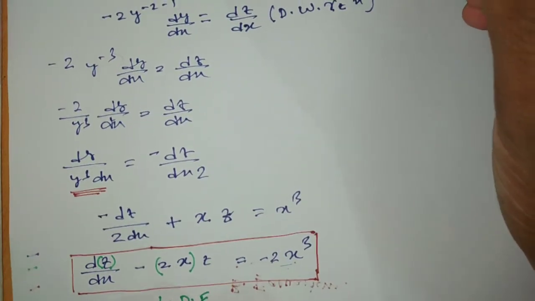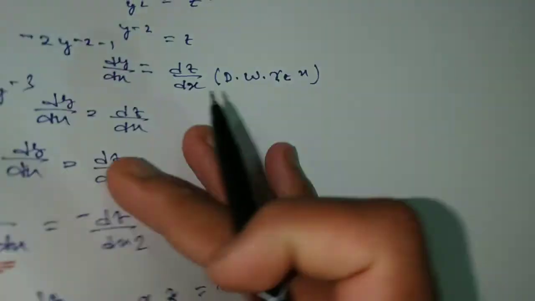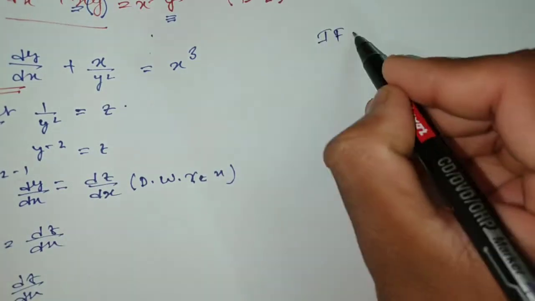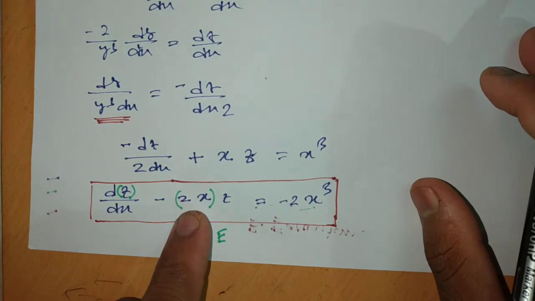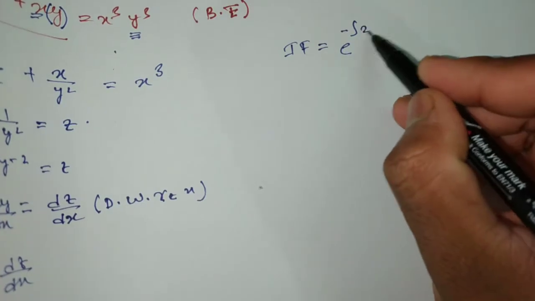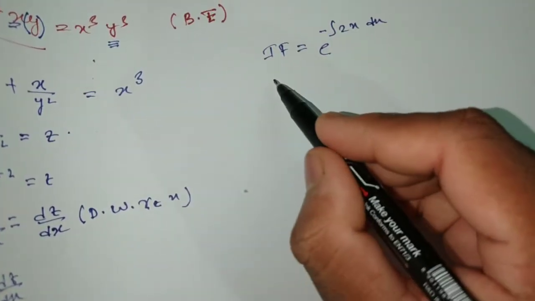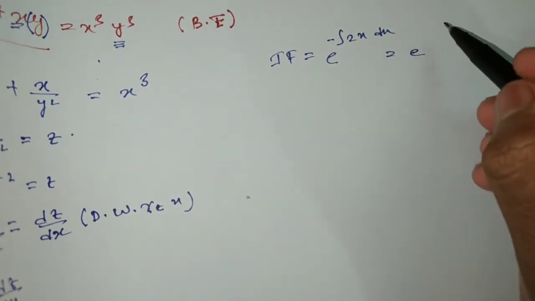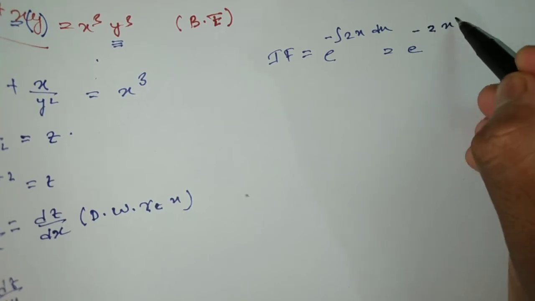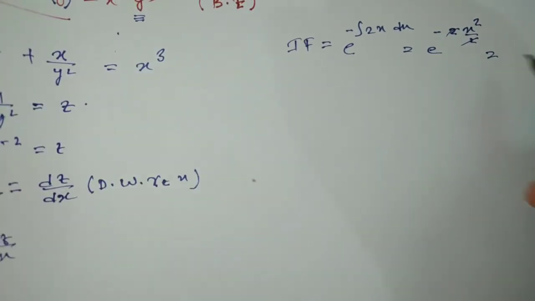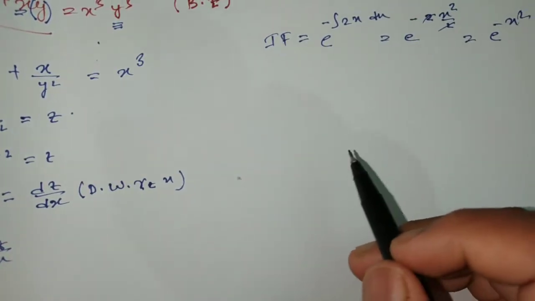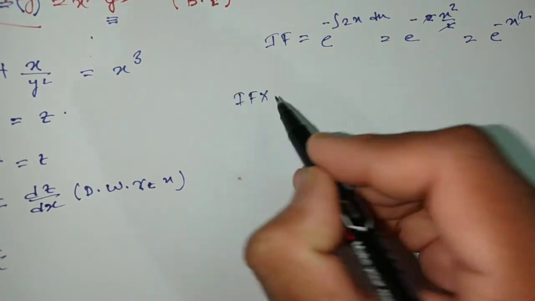For a linear differential equation, we have to find the integrating factor. The integrating factor IF will be e to the power integration of minus 2x dx. The integration of x is x square by 2, so it will be e to the power minus 2x square divided by 2, which is e to the power minus x square. And the solution of the linear differential equation will be IF into z.